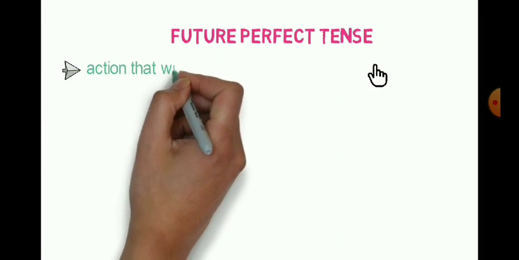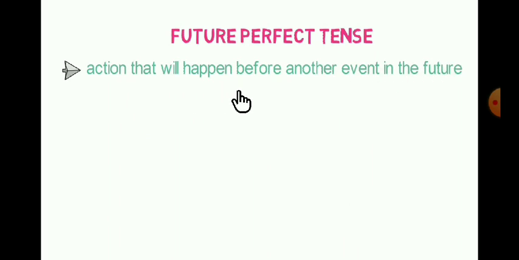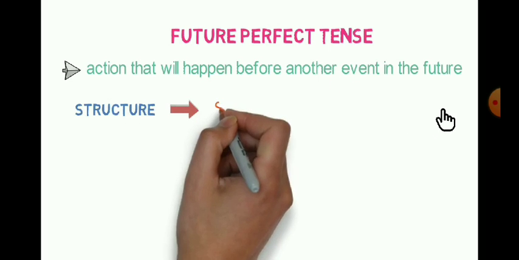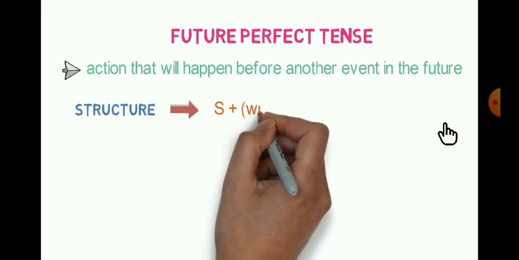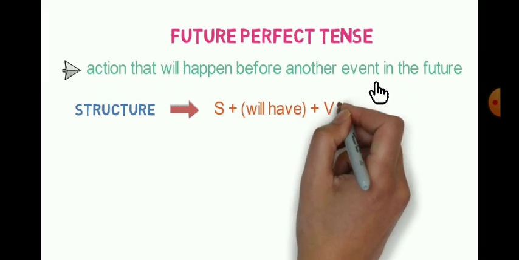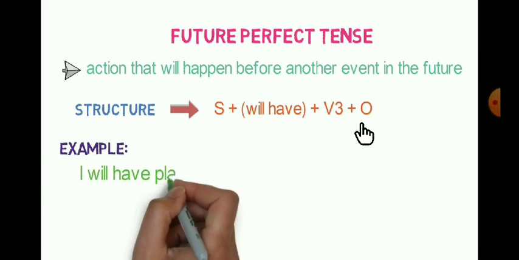Now we come to future perfect tense. What is future perfect tense? An action that will happen before another event in the future is called future perfect tense. Let's assume two actions are going to take place in the future. The action which takes place before the other action is called future perfect tense. So what is the sentence structure? Subject plus will have plus verb in the form of 3 plus object.